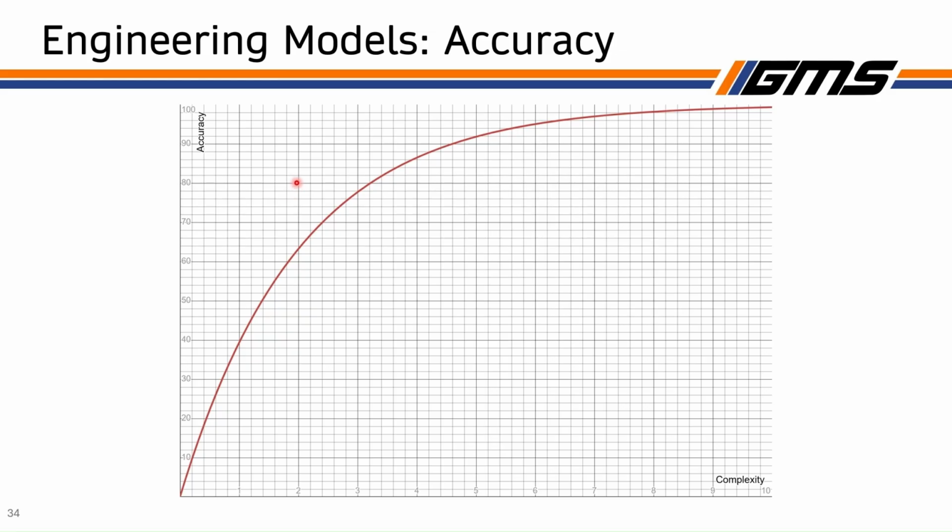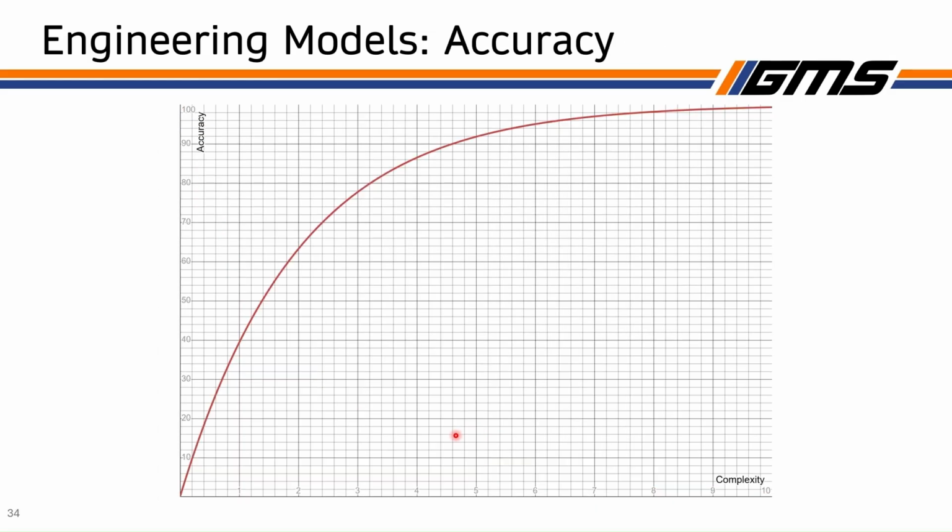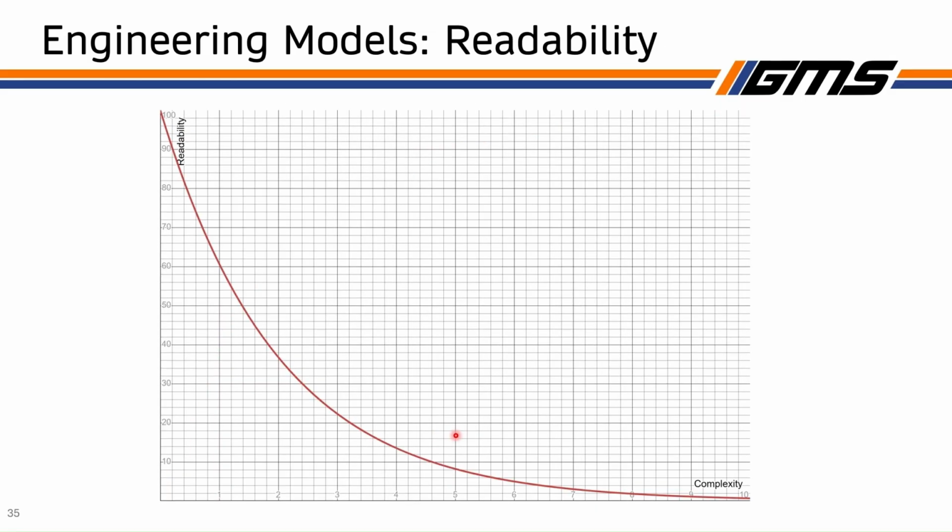But the more complicated, the harder it is to read, right? If you have a model that's really, really complicated, it's going to take you a long time to parse through all the information. It's going to take you a long time to write it. It's going to take a long time for the computer to calculate it. So you have a trade-off between how accurate you want your model to be versus how readable and easy to understand you want it to be.